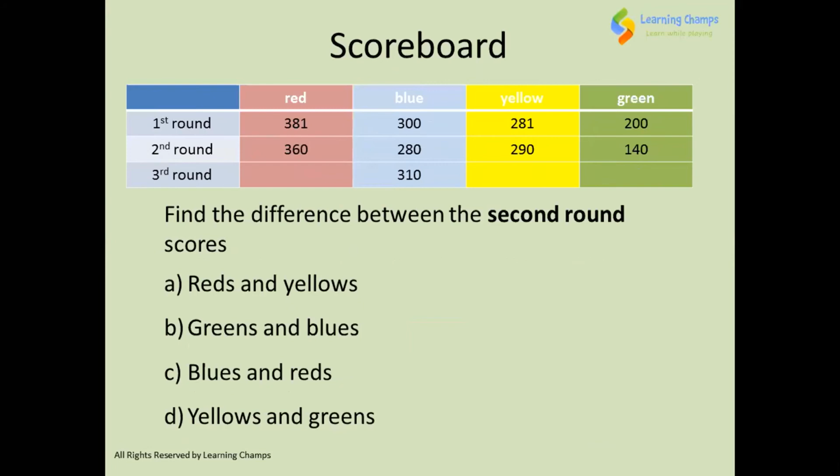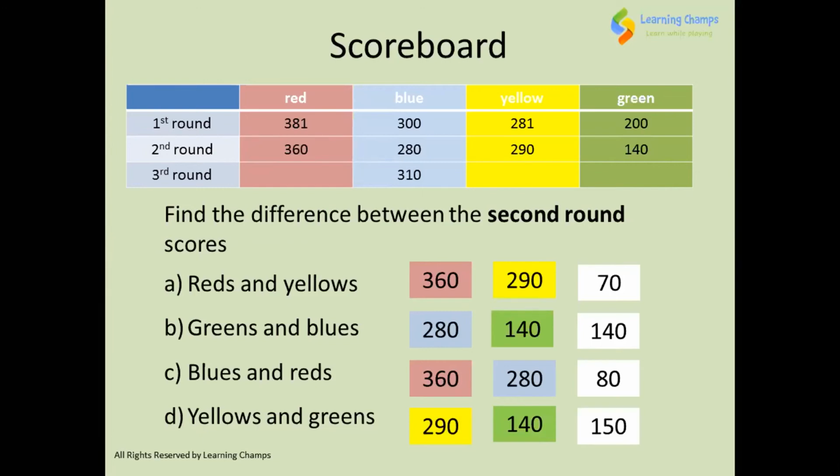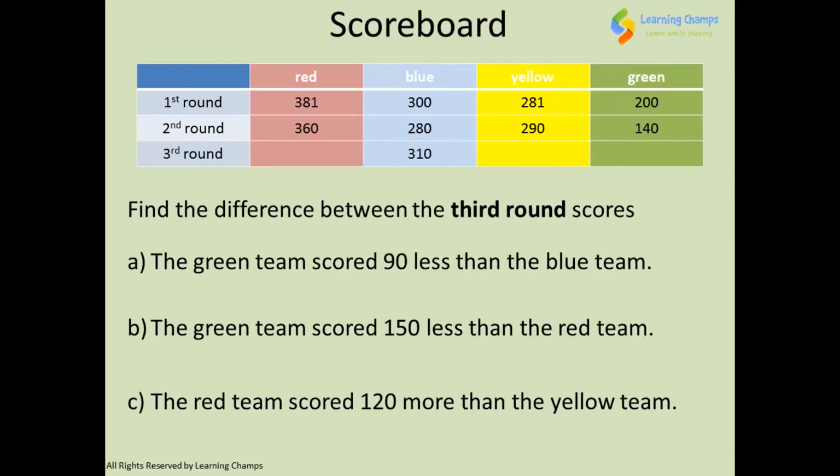The second round. Reds and yellows. 70. Greens and blues. 140. Blues and reds. 80. Yellows and greens. 150.